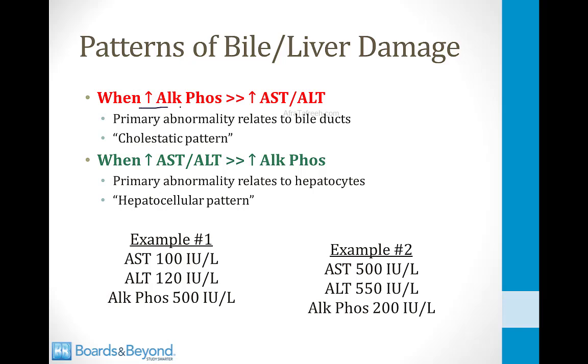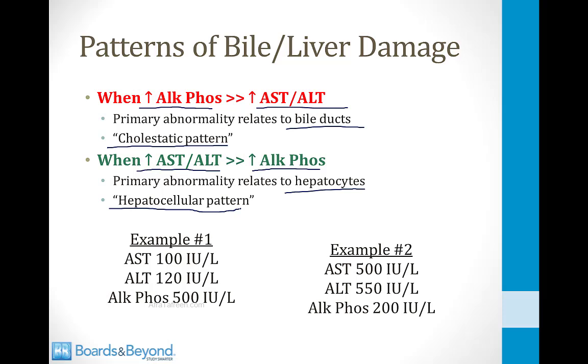When the ALK-Phos rise is much greater than the rise in AST and ALT, then the primary abnormality relates to the bile ducts. This is called the cholestatic pattern, because this is what occurs when there's obstruction to bile flow, which is called cholestasis. When the rise in AST or ALT is much greater than the rise in alkaline phosphatase, then the primary abnormality relates to hepatocytes. This is called the hepatocellular pattern of liver damage.